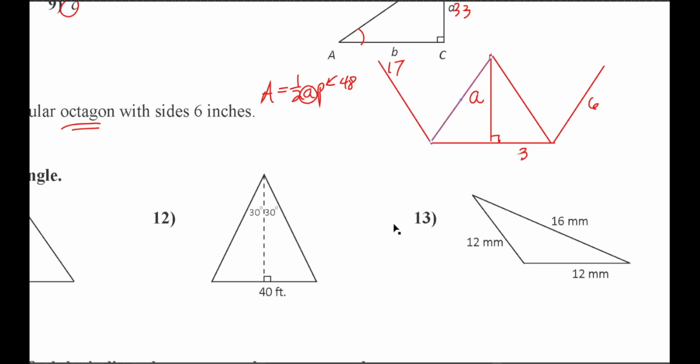This is probably the most difficult problem out of the whole entire test, or the most work involved, I should say. This right here, I should be able to find. How do I find that? That big angle from there to there. Remember, it's a regular octagon. So it's 360 divided by 8. Agreed? And whatever that is.